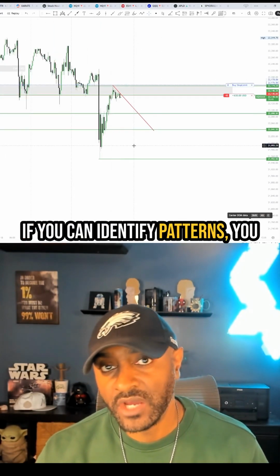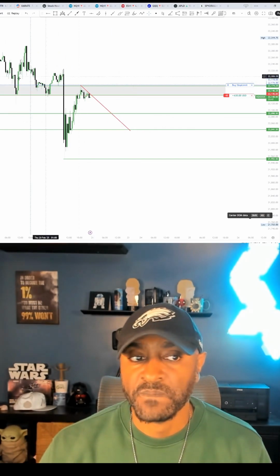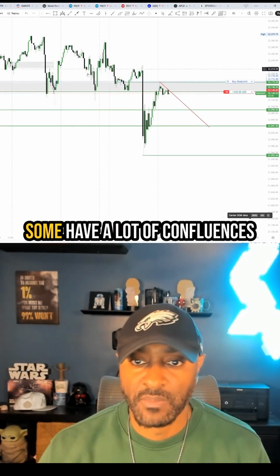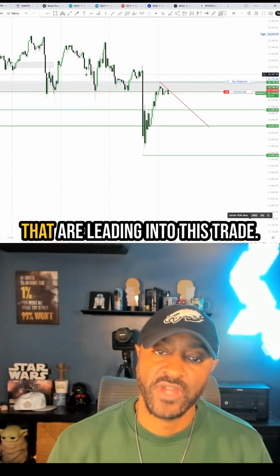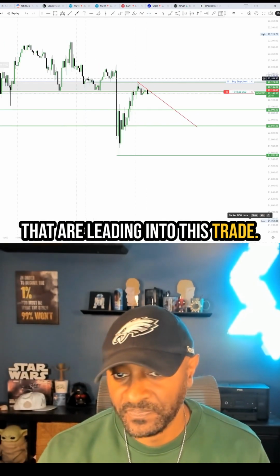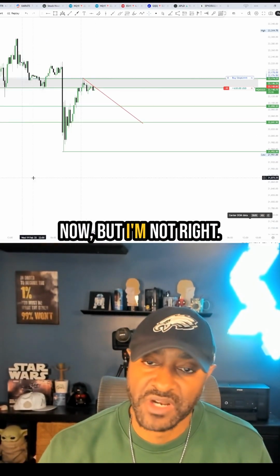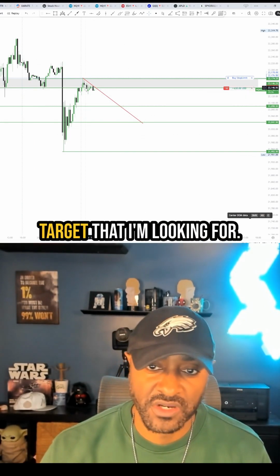If you can identify patterns, you can make money in this market. Looking at this head and shoulders, I have a lot of confluences that are leading into this trade. I could take profits now, but I'm not, right? That's not the profit target that I'm looking for.